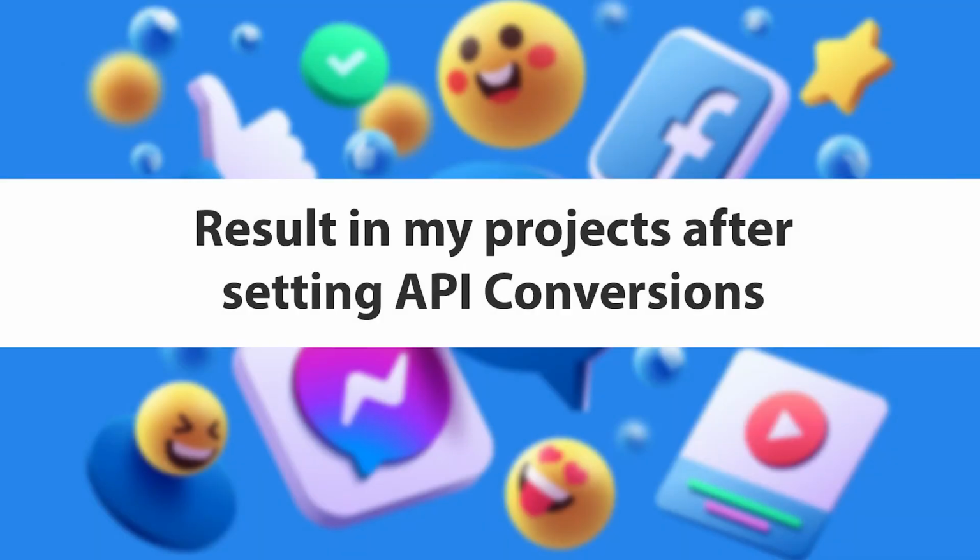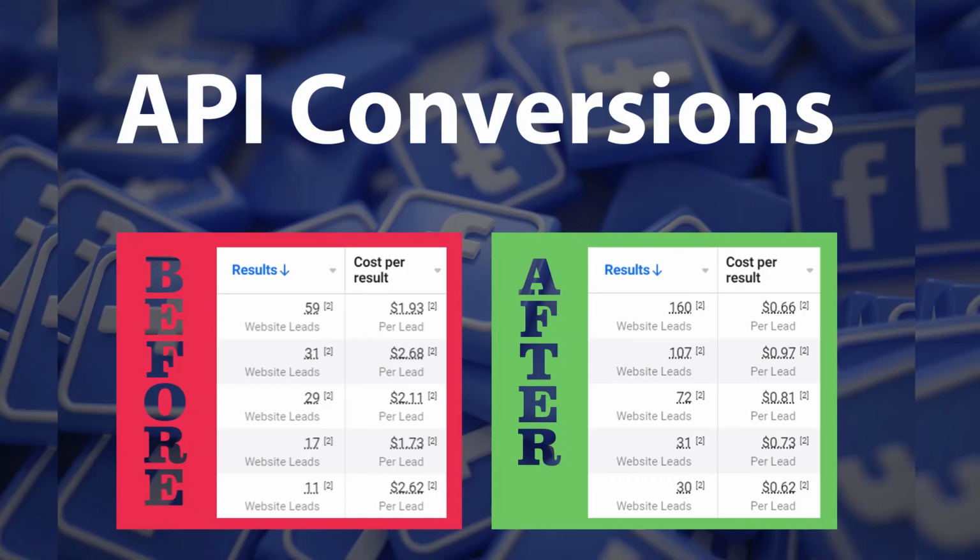Result in my projects after setting up API conversions. Targeted advertising in my projects has become 2 times cheaper. For everyone I set up CAPI for, advertising also became cheaper, some 1.5 times, some 3 times, since the niche of the business and the competence of a specialist in targeted advertising are also important. Take advantage of this competitive advantage and take cash customers.